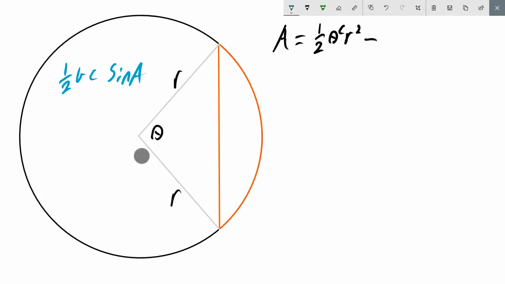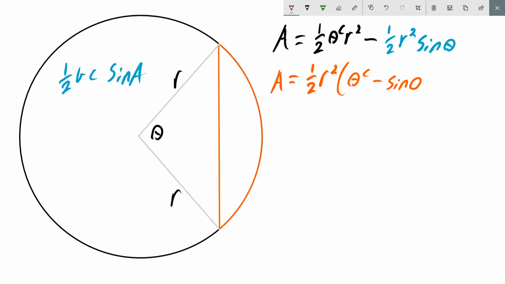Well, A has to refer to this angle here, theta, and for the base, we can make one of these radii the base, and then the other side that we have to deal with is the other radius. So we can say half radius squared times the sine of theta. Now we can come up with our equation for this segment. The area of the segment is this equation up here, but we can factor out a half r squared. So a half r squared, lots of theta in radians minus sine theta.